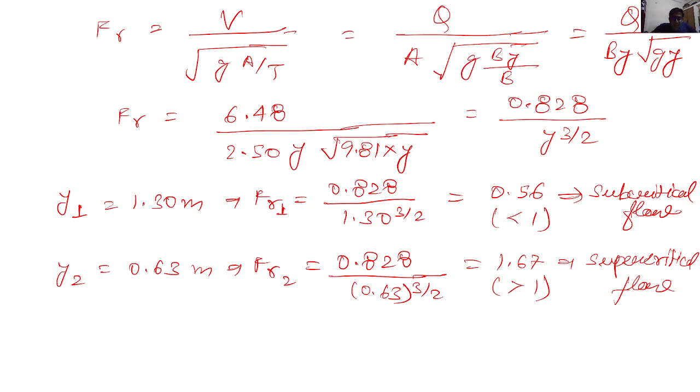So this also kind of answers the question which was asked in the live session: is the higher depth corresponding to subcritical flow or supercritical flow? Yes, the higher depth corresponds to the subcritical flow, whereas the lower depth, usually, I mean not always, corresponds to the supercritical flow, among the alternate depths.